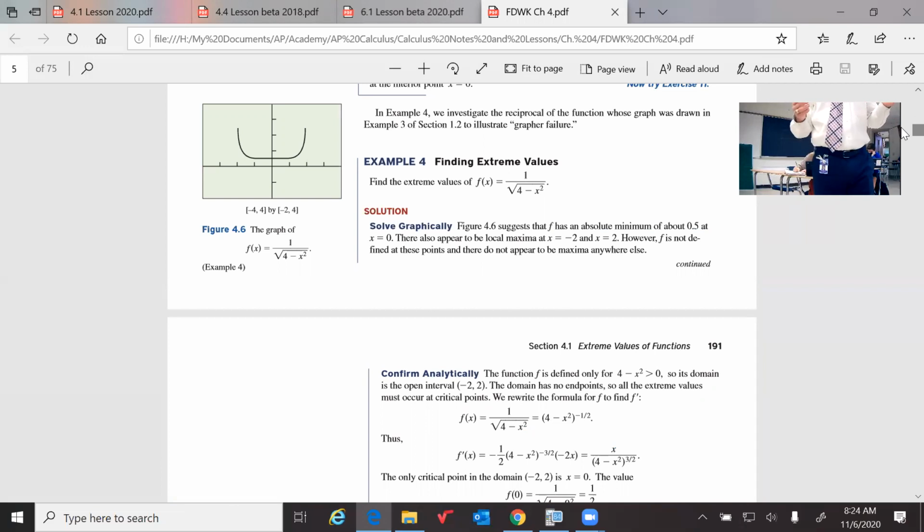So here's the picture. And it says, find the extreme values of y equals 1 divided by the square root of 4 take away x squared. Here's the picture. Well, I don't really care. I could do this without the picture, but it's kind of helpful when you first start doing it. So let's do this one. So here's the derivative.